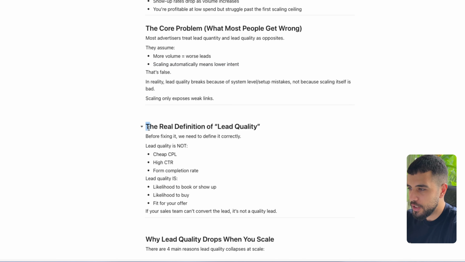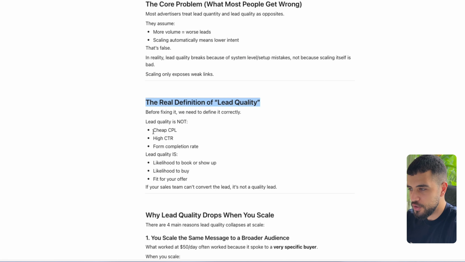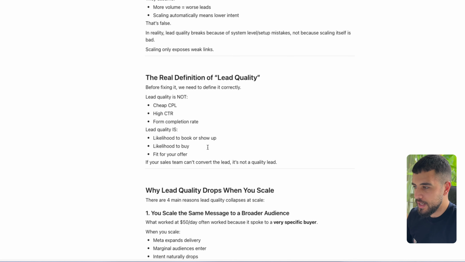The real definition of lead quality is not cheap cost per lead, high CTR, or form completion rate. That doesn't make sense. It means leads that have a high likelihood to book or show up, a high likelihood to buy, and are a fit for your offer. You can actually help them at the end of the day. So this is what lead quality means: good leads that show up, book a call, buy from you, are invested in you, and are a good fit for your offer.